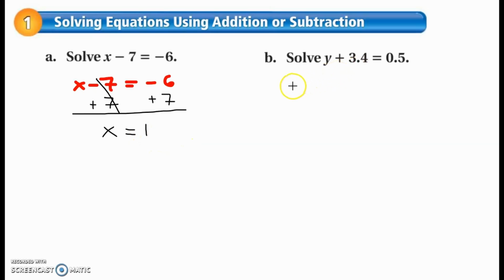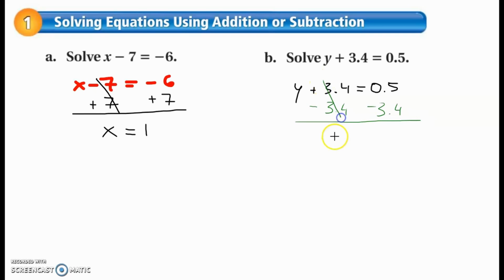And then over here we've got x plus 3.4 is equal to 0.5. To solve this, we want to subtract. We want to do the inverse operation, so we're going to undo this. Subtract 3.4 from each side. Subtract 3.4 here. This cancels out, and then y is equal to negative 2.9.